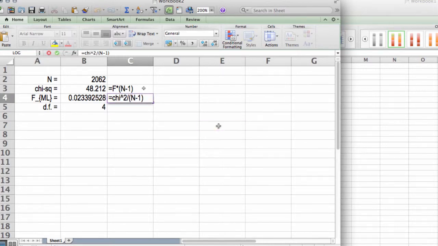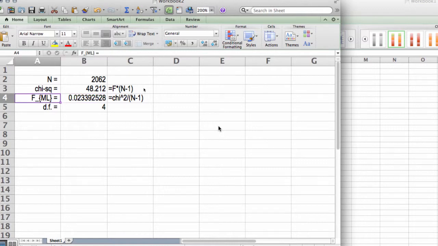What's the f notation? That's the discrepancy function. ML is just the maximum likelihood estimator. That's the more complicated one from yesterday, instead of the one where we actually walked through the calculations.